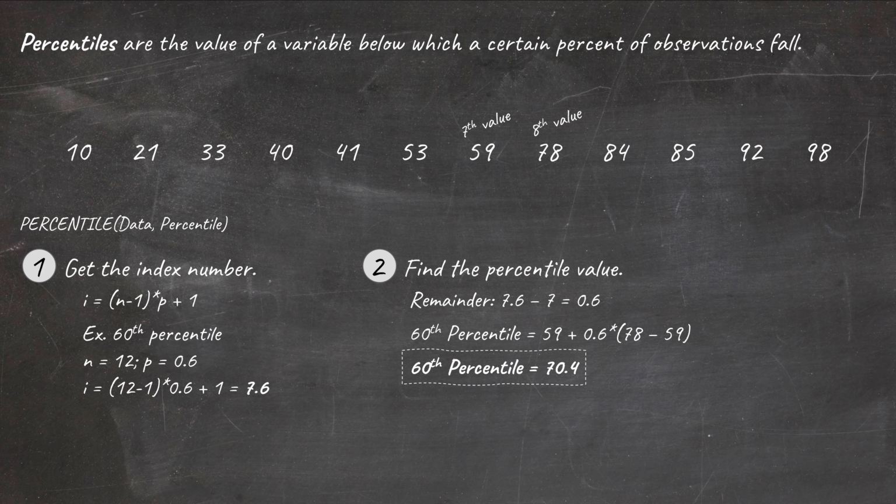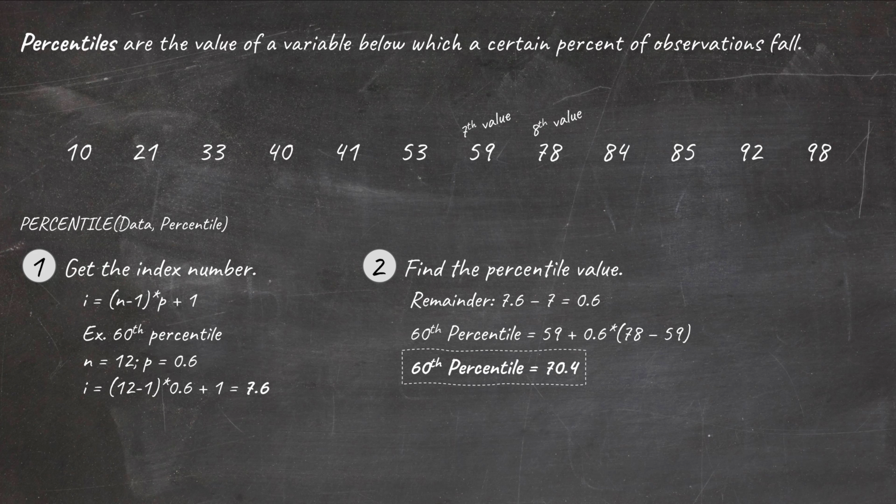So that means if this is our data set and we give someone a test, we say, all right, 12 people have taken the test, these are the 12 scores, and then somebody takes the test and they score 70.4, that would be the 60th percentile. That would mean they scored higher than about 60% of the other test takers, and lower than 40% of the previous test takers.